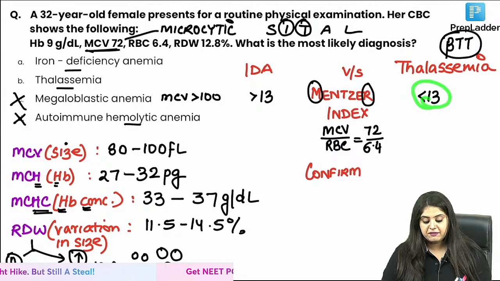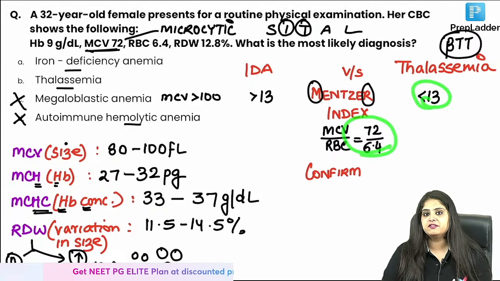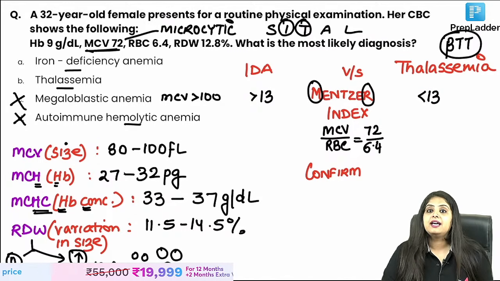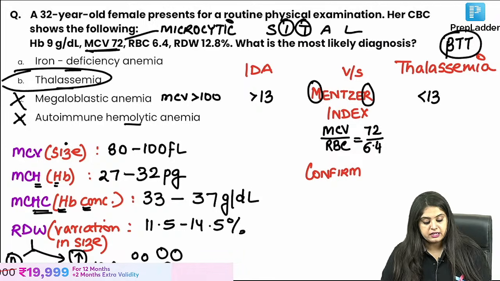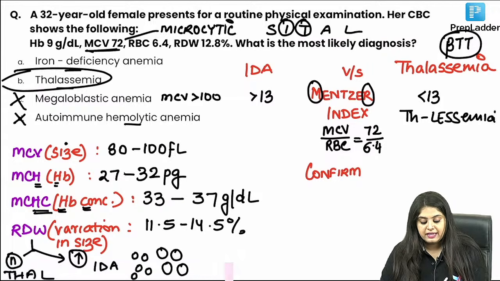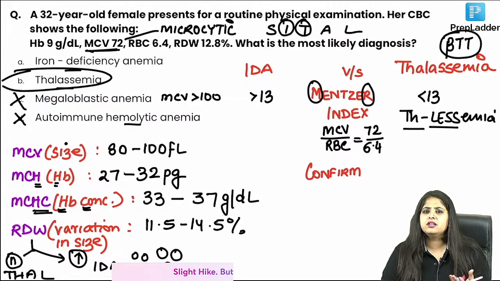So over here, if I see it is less than 13, even if my math is bad, this much I could gather, this is a case of thalassemia. That is how we used to learn it, that thalassemia is less than 13. That is the Mentzer index. But this is a very crude way of doing it.